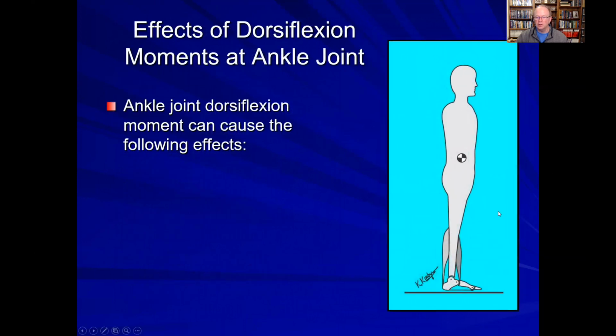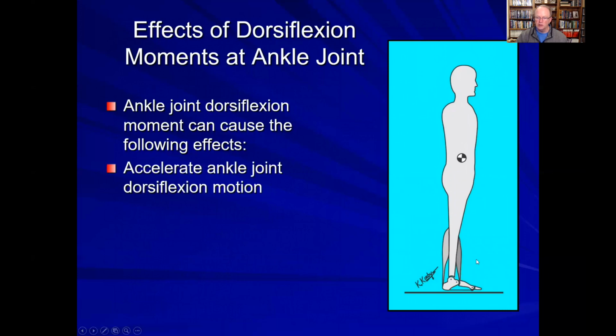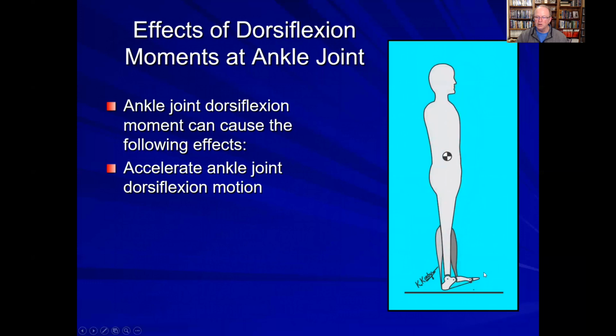Dorsiflexion moments of the ankle joint can cause other effects. Again, the same model, and here we're going to be using our anterior tibial muscle, extensor digitorum longus muscle, and extensor hallucis longus muscle to produce this dorsiflexion moment. A dorsiflexion moment can accelerate ankle joint dorsiflexion. So here we lean backwards and go up on our heels to produce this ankle joint dorsiflexion moment, which accelerates into ankle joint dorsiflexion.